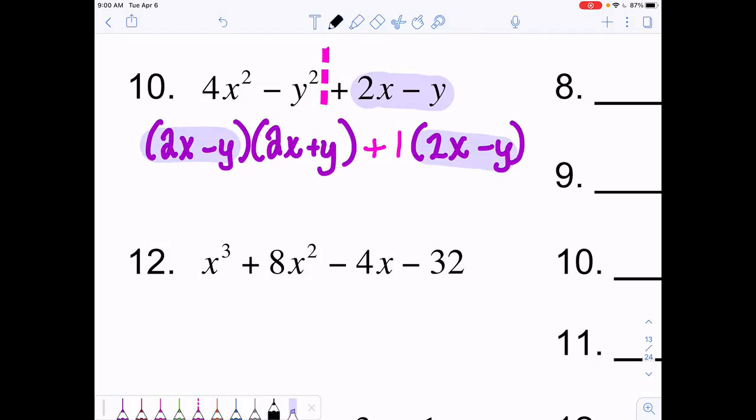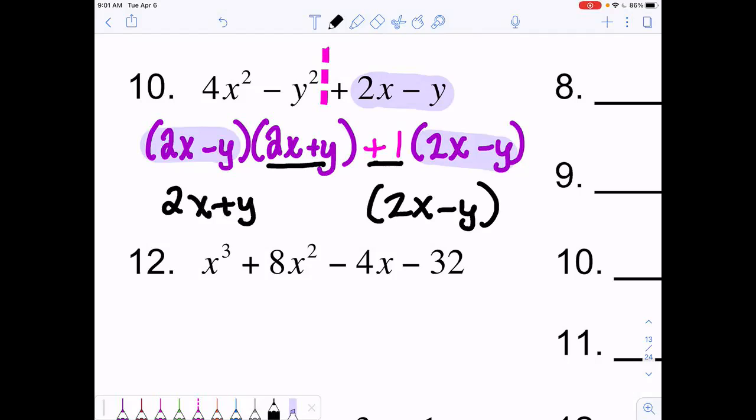And those quantities that you would group together would be the 2x plus y and the plus 1, because they're both like terms, they're both being multiplied by the same parenthesis. So for factor by grouping, you group the parenthesis that's the same together. So I'm going to pull that 2x minus y. That's the quantity that's the same. And then you group anything else that was being multiplied by that same quantity together as well. And that would be the 2x plus y from the first pair and then the plus 1 from the second pair.